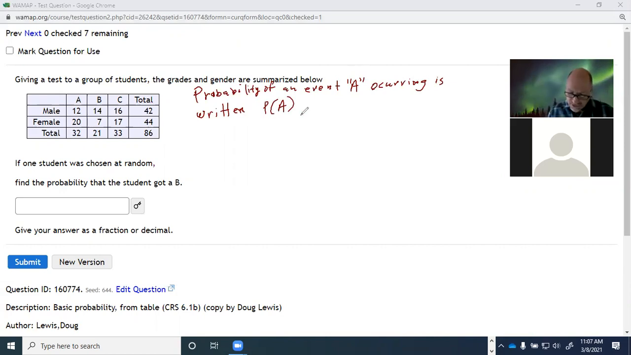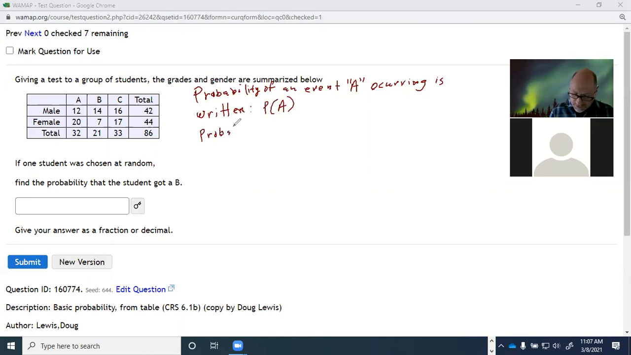So this notation, P with parentheses A, means the probability of event A occurring. It doesn't mean P times A. It doesn't mean P is a function of A. This is the notation in probability that means the P stands for the probability and A is the name of the event. And so we have two other things.